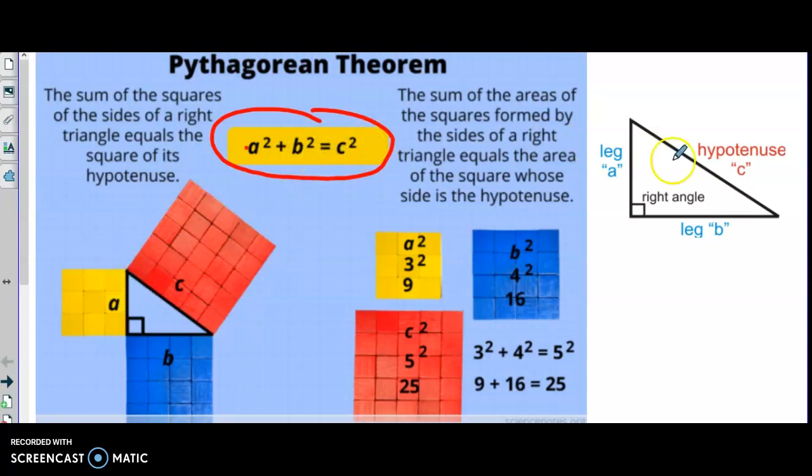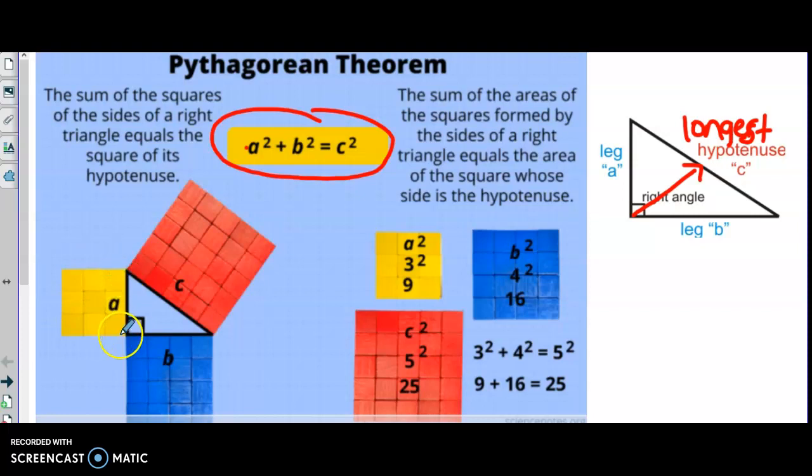And it's important that you know that C is always the hypotenuse, which means it has to be directly across from the right angle. And it's always the longest side. The hypotenuse of any right triangle is always the longest side. Okay? So what it's actually saying, when we say the word squared, A squared, that's really the area of the square that has side length A.